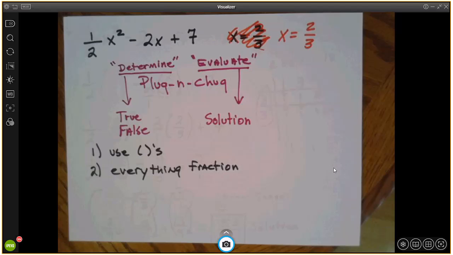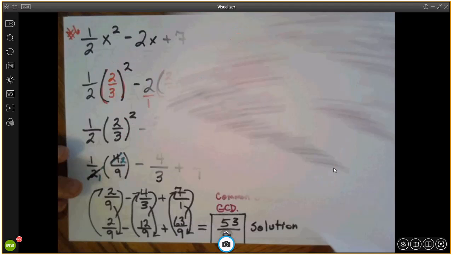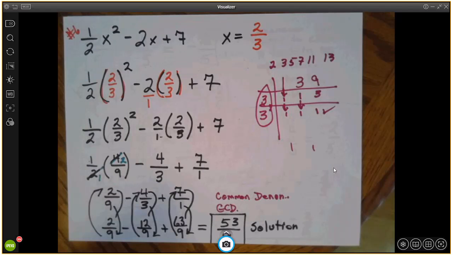All right? The two things that I go over in the videos: when you plug and chug, you've got to use parentheses, and whenever there's a fraction, you always make everything else a fraction. And this one has a fraction, so you will see me make everything a fraction like I do in my videos. So here is the problem. 1/2 x squared minus 2x plus 7.